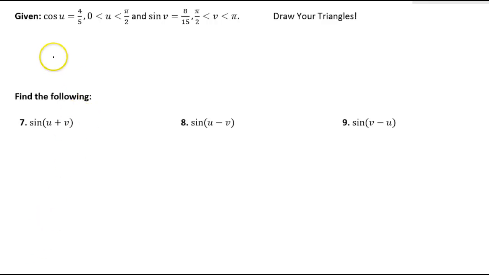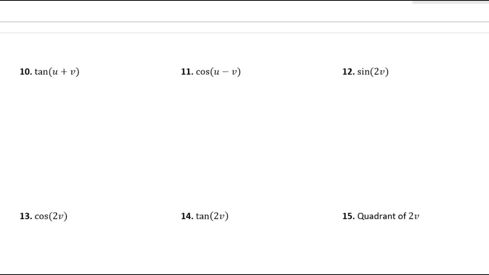In this video, I'm going to show you how to take these two trig values that we are given. The cosine of u is equal to 4/5 and the sine of v is equal to 8/15. And we are also given quadrants. This little piece of information is telling us a quadrant, and this is a quadrant. We're going to use that information to evaluate these trig functions, and we'll see how many of these we get to as well.